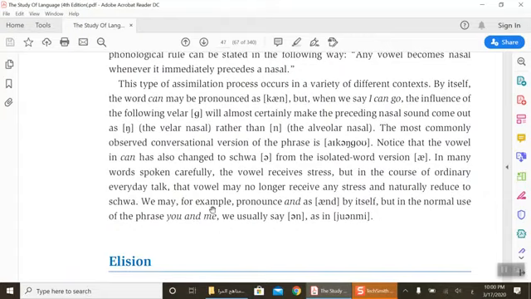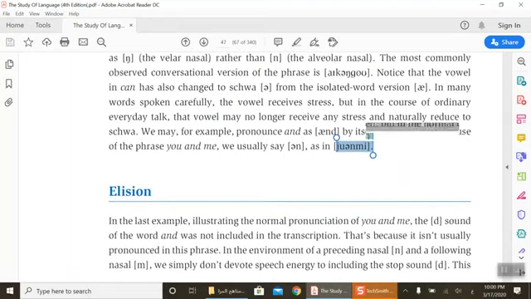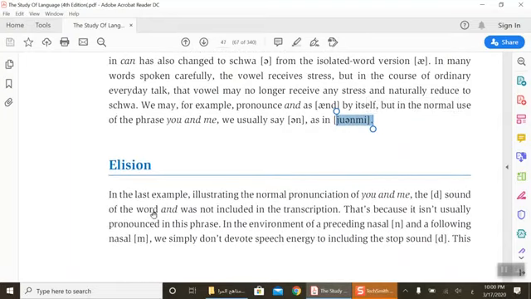Another example here, we may, for example, pronounce and. For example, you and me. They say you and me, you and me. It means you and me. You see here, this is assimilation.